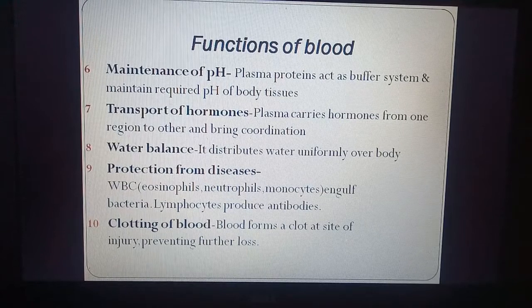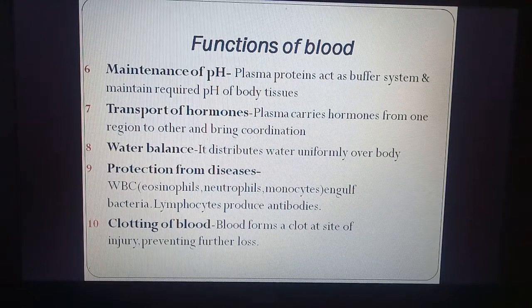Protection from disease. So the WBC, mainly eosinophil, neutrophil and monocytes, engulf bacteria by phagocytosis. And lymphocytes, in the last class we studied that they produce antibodies. So which are the main lymphocytes which produce antibodies? They are B cells. Clotting of blood. So we know that the platelets help in clotting at the site of injury and prevent loss.